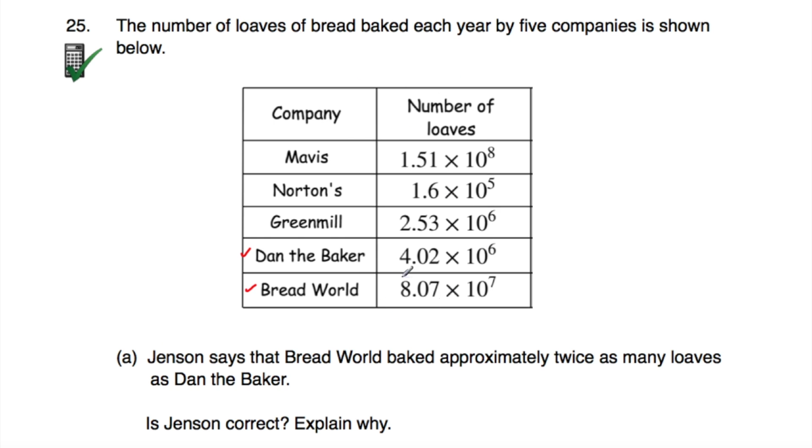So what I'm going to do is take the number of loaves of bread baked by Bread World, this 8.07 times 10 to the power of 7, and divide it by the number of loaves of bread that Dan the Baker baked, and then we'll see how many times greater it is. And if we get an answer that's close to 2, then we'll know that Jensen is correct.